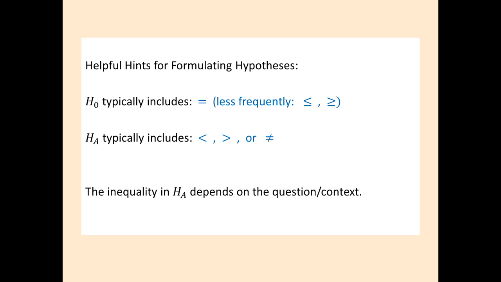And if you write the alternative first, then to back solve for the null, basically all you have to do is replace the inequality with an equal sign, and you have what belongs in the null hypothesis. So I think that's actually easier, even though it might be counterintuitive to do it backwards at first.